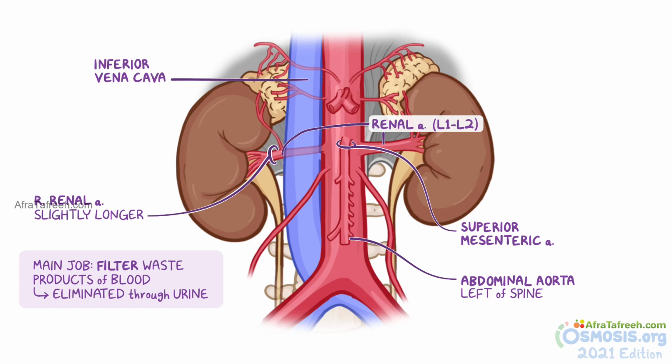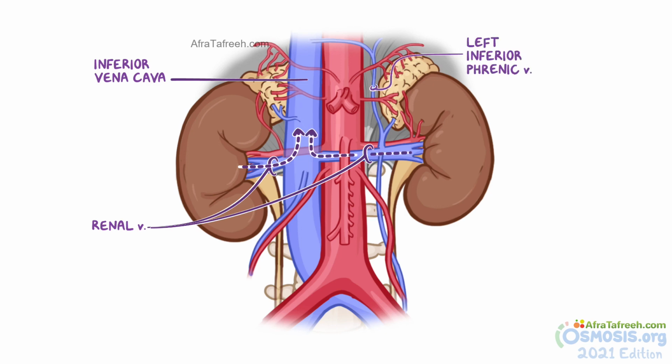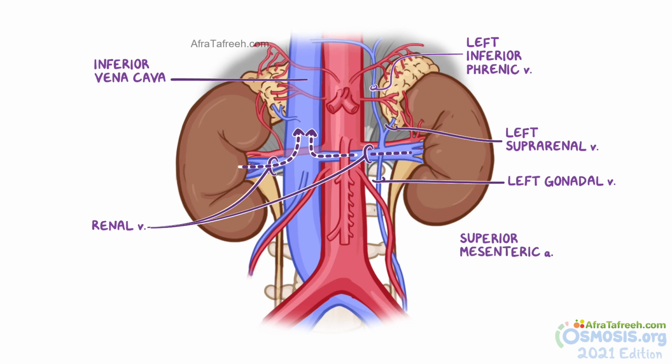At the level of the hilum, each renal artery typically divides into a number of segmental arteries, each of which supplies a different renal segment. Venous blood leaves the kidneys via the renal veins, which drain straight into the inferior vena cava. The right renal vein exclusively drains the right kidney, while the left renal vein receives additional tributaries such as the left inferior phrenic vein, left suprarenal vein, and the left gonadal vein. As the left renal vein courses towards the inferior vena cava, it passes anterior to the abdominal aorta and posterior to the superior mesenteric artery.